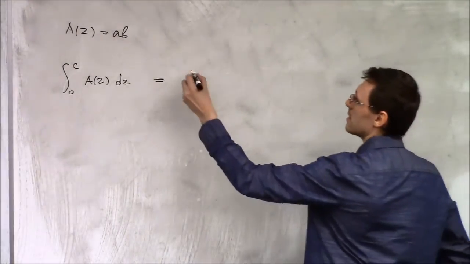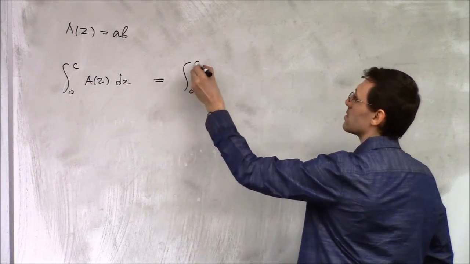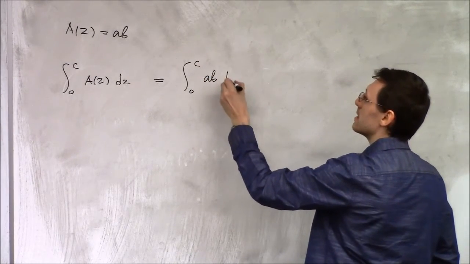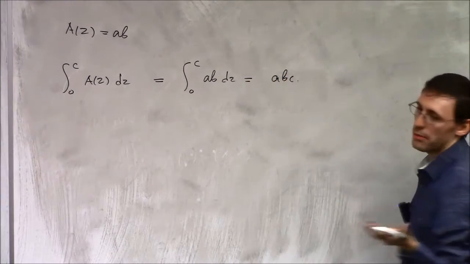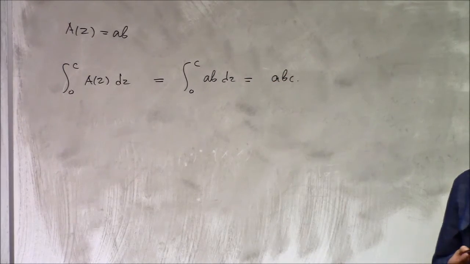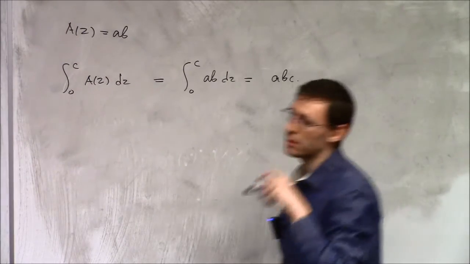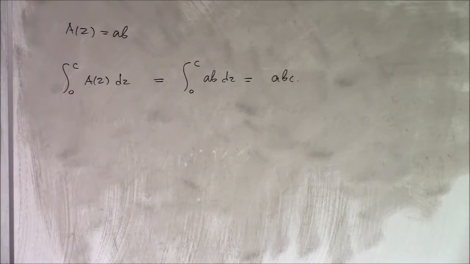So what is this then? This is the integral from 0 to c of ab dz, which is obviously abc, which agrees with our intuition, okay? That's a very trivial example of how Cavalieri's principle can be applied here.